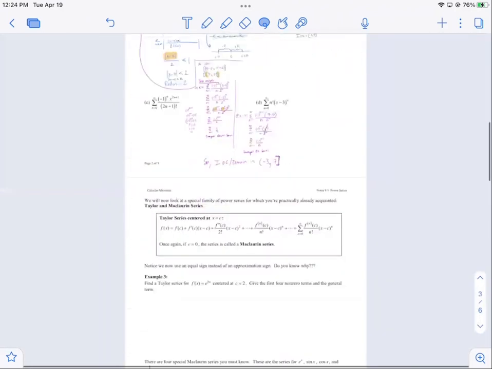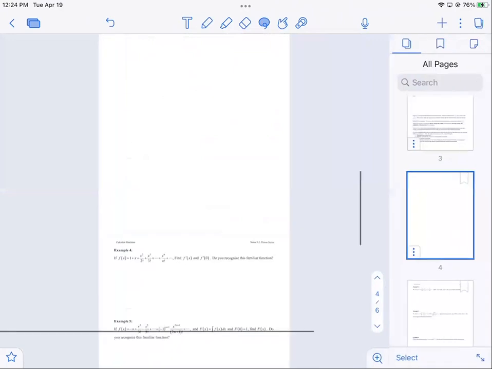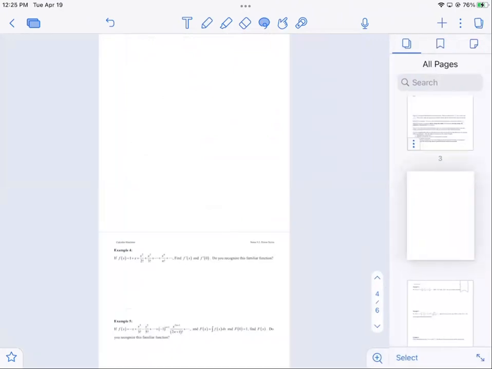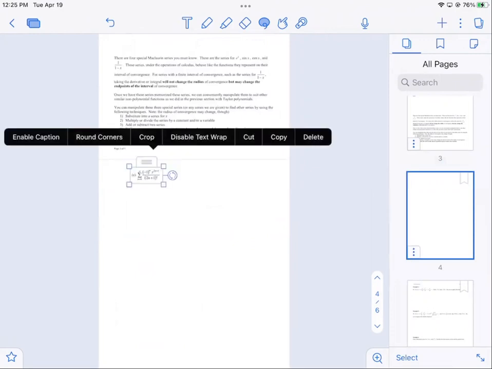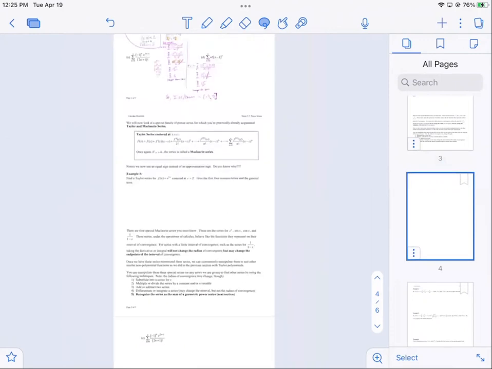Yeah. All right. I added a page. I thought I added a page. Yeah, there it is. So I'm going to come down here and add this image right here so we have plenty of room.